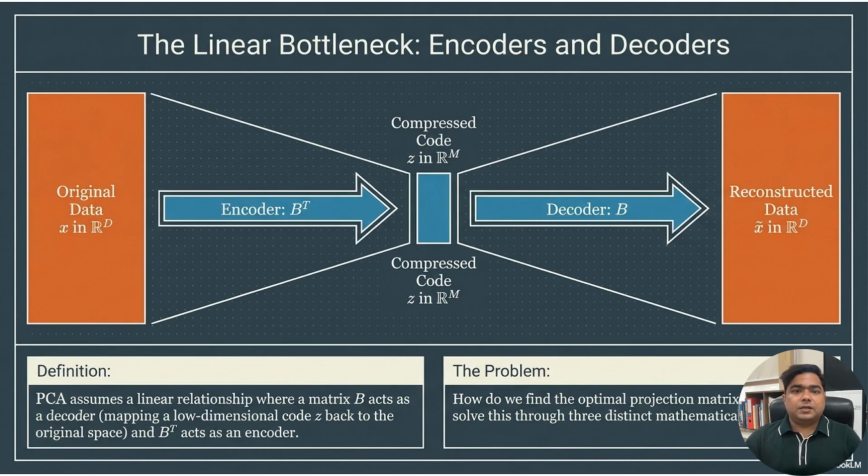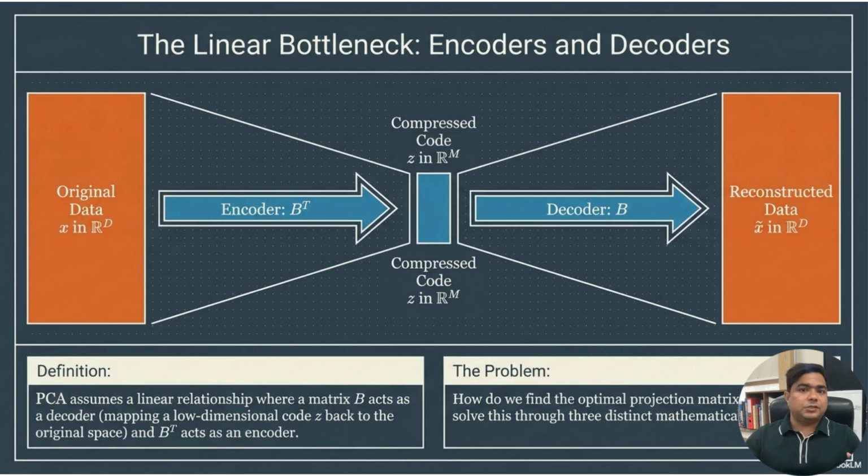In the slide, the original data is shown on the left. It goes through an encoder and becomes a compressed code. Then it goes through a decoder and becomes reconstructed data. In PCA, we assume that this compression and reconstruction process is linear. That means the relationship is based on straight line transformations, not complex nonlinear transformations.